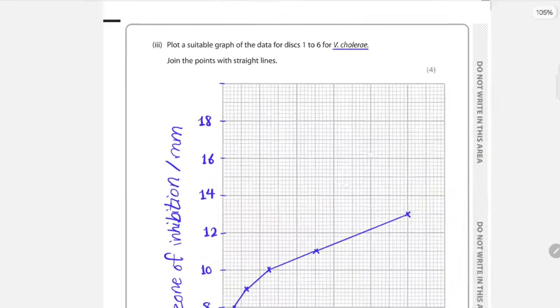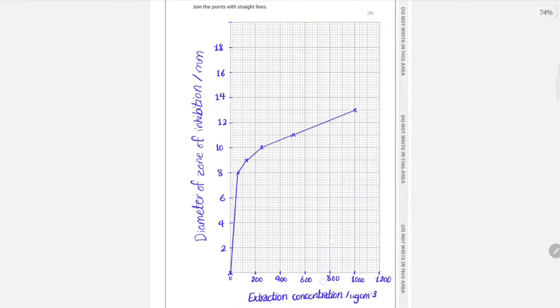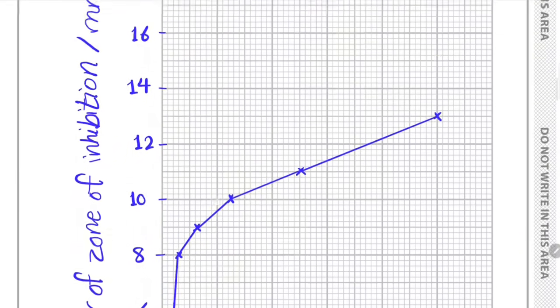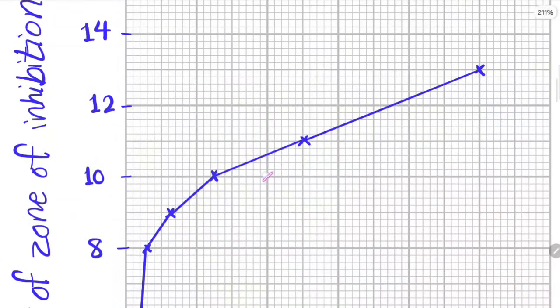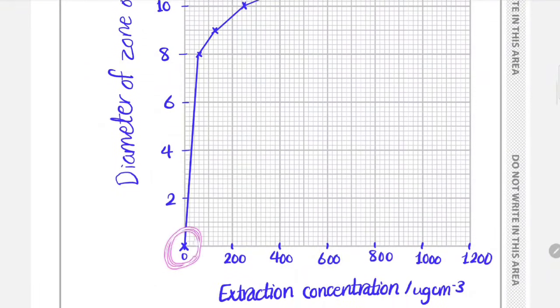Okay, next question. Plot a suitable graph, and this is the plotted graph, normally simply drawn. Just make sure you don't forget to add the scale in correct numbers. The labels for axes should be added with their units, and make sure to have accurate plotting of the points. I prefer using X or this one to be more accurate. Then join your points, and don't forget to join using a straight ruler.